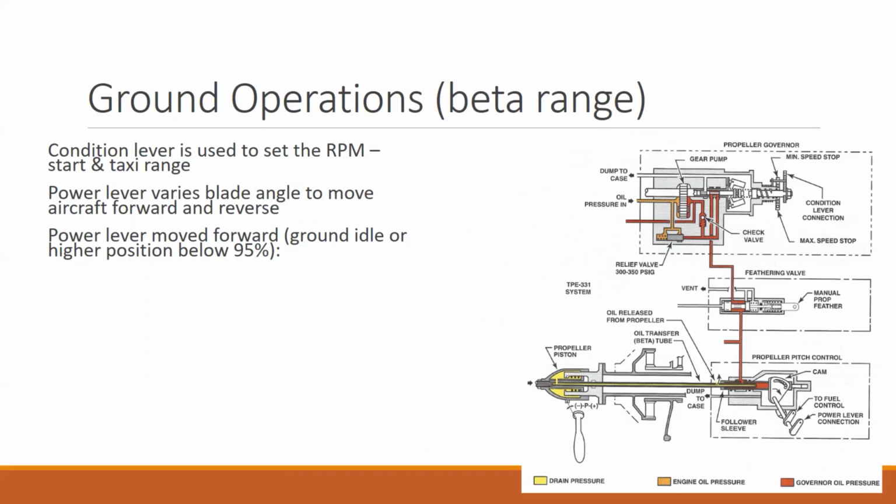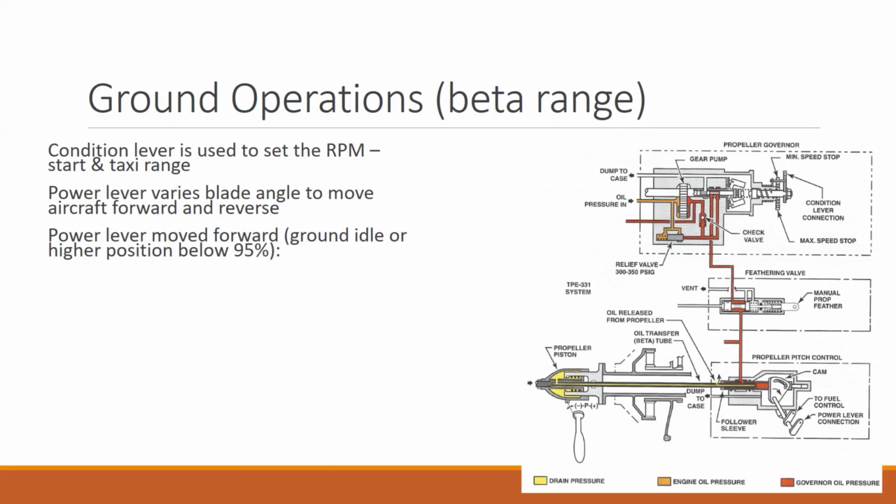What's that? It's centrifugal force acting on counterweights and springs. So when we push our lever forward, it's going to actually pull this follower sleeve back. That's going to close off oil being able to go in the beta tube, and it's going to open a passage where oil can travel back through the beta tube and return to the sump. Okay? And as it does that, the propeller blades are going to go to that coarser pitch position.